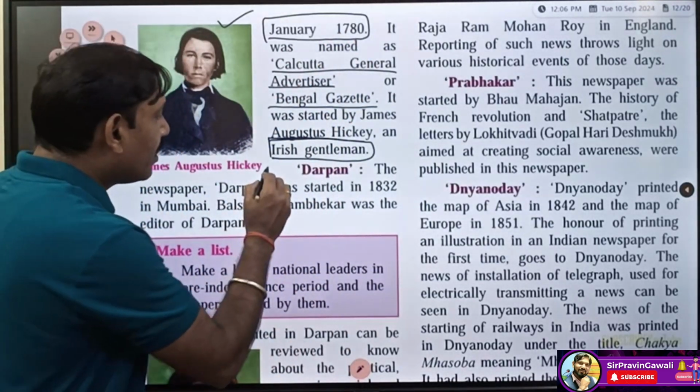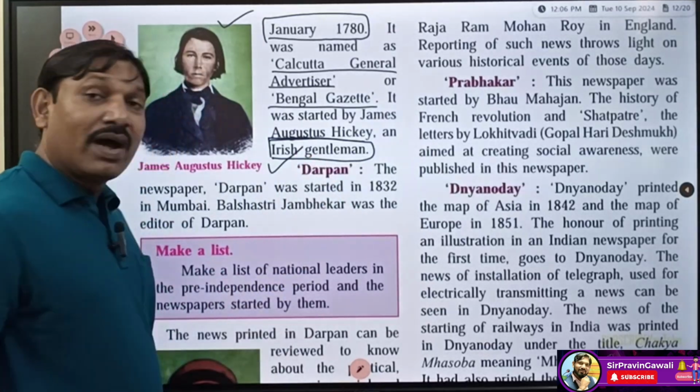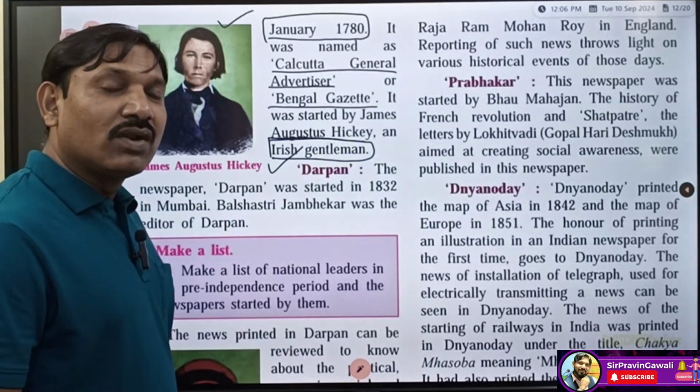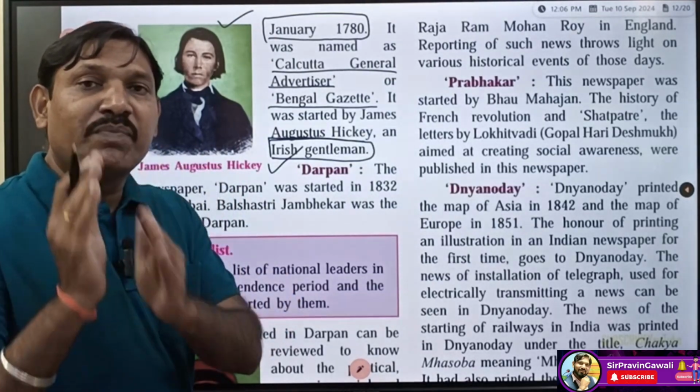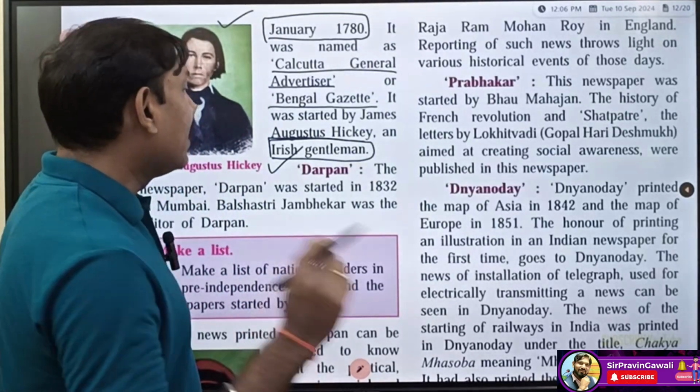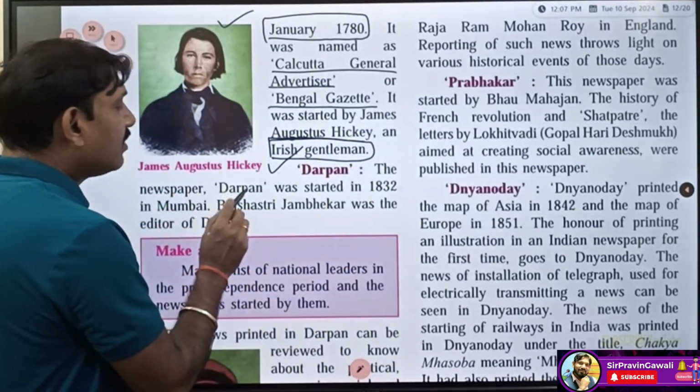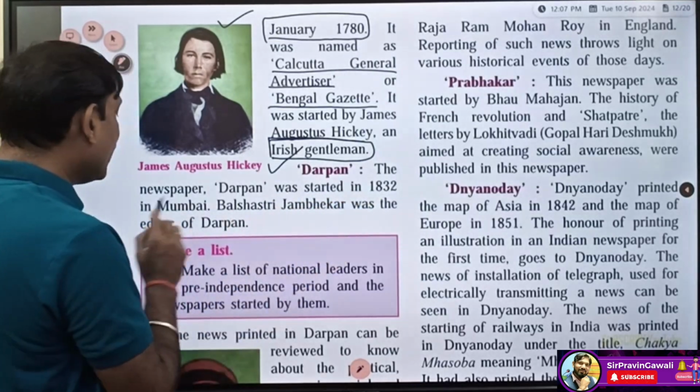Now the next newspaper is Darpan. Okay, this is also very important, students. You have to remember the name and who had started that paper, that also means the editor. The newspaper Darpan was started in 1832 in Mumbai.